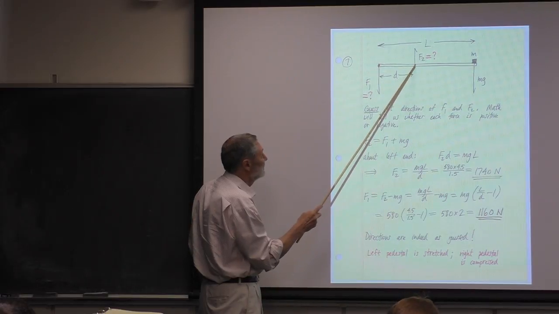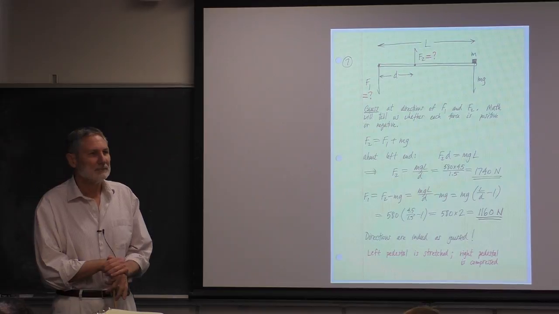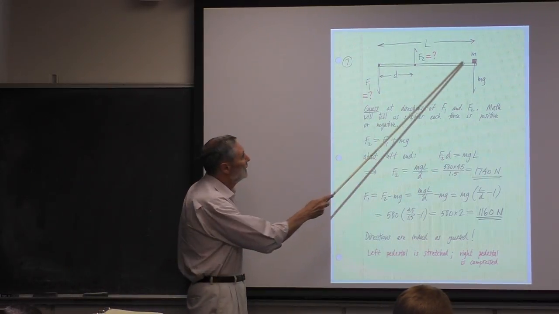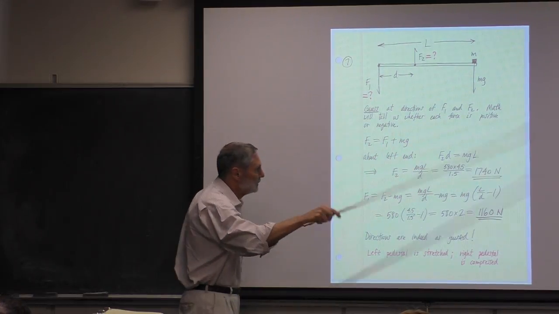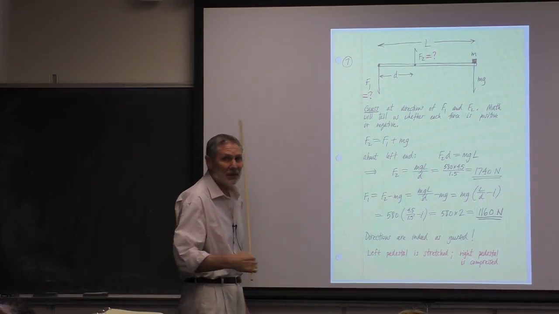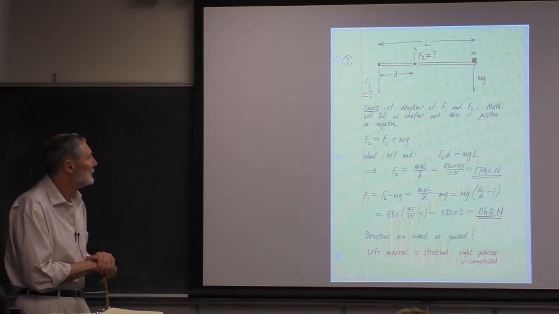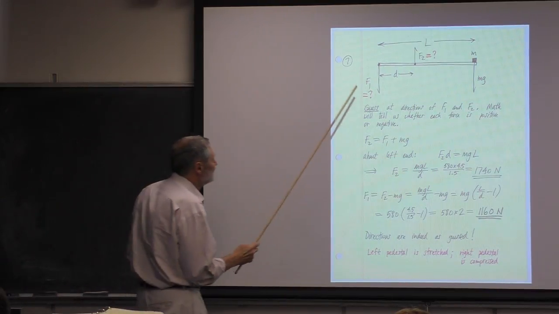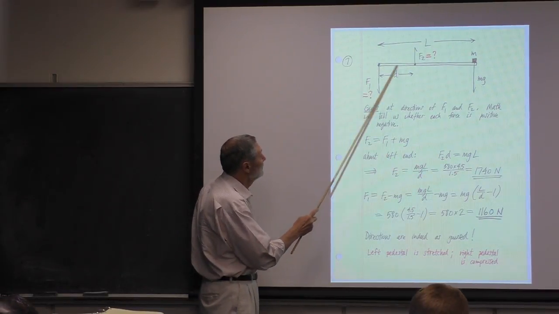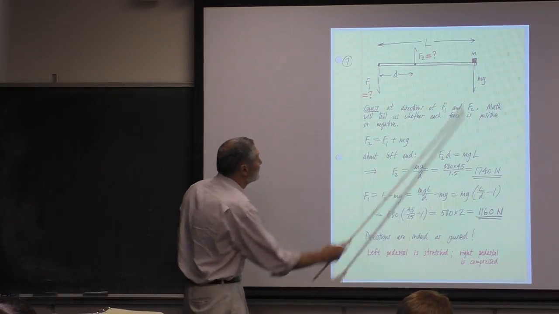And now I can see that F2 has to point in the upward direction. Why? My origin is here. I can have no net torque. So the torque due to the weight here is this way, right? It's clockwise. The torque here has to be the opposite direction. So F2 has to point upward. And now the torque balance about the origin is this force times the distance has to equal this force, mg, times that distance.